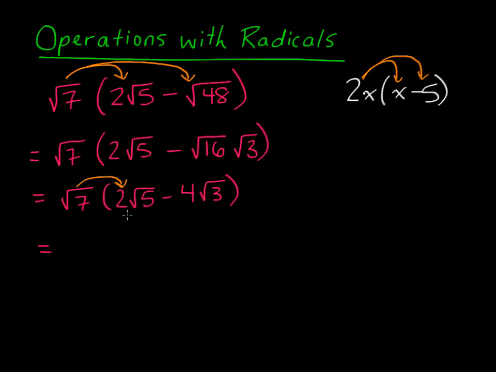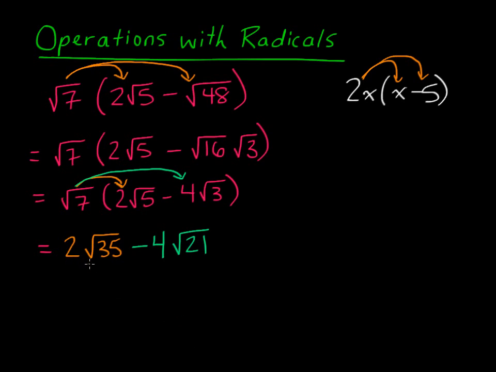square root of 7 times 2 root 5. So we multiply the whole numbers first. So 1 times 2 is 2. And then we multiply the radical pieces. So the square root of 7 times the square root of 5 is the square root of 35. Okay. Then we take the square root of 7 and multiply by the second number in the brackets, negative 4 root 3. Okay. And so again, 1 in front of the root 7. So 1 times negative 4 is negative 4. And then the square root of 7 times the square root of 3 is the square root of 21.